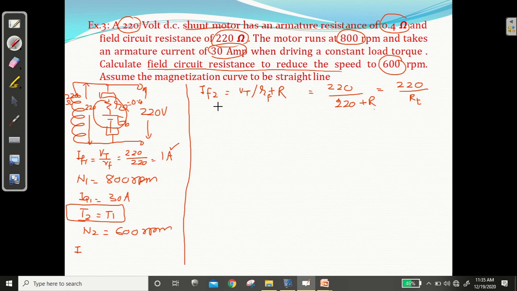So first we will find the EB1 equal to what? VT minus IA1 RA. VT कितना है? 220 minus IA1 कितना दिया है? IA1 is given also. IA1 is given 30 into RA is given 0.4 ohm. So in this way we will get 220 minus 30 into 0.4, that is 208 volt. You can calculate EB1.